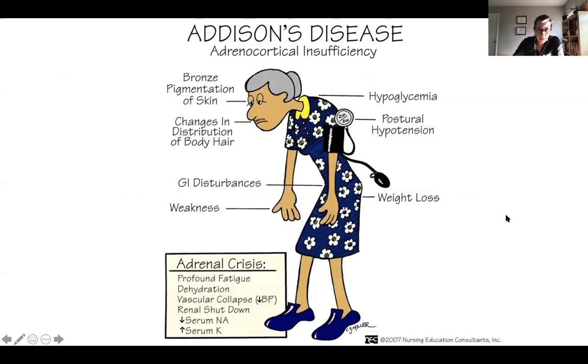So then I have a little picture of what Addison's looks like. So her skin is a little bit bronzed. She has some facial hair here, postural hypotension, so their blood pressure will be low, will drop when they get up. They'll have weight loss, weakness, hypoglycemia. And then the adrenal crisis, here's what their labs will look like.